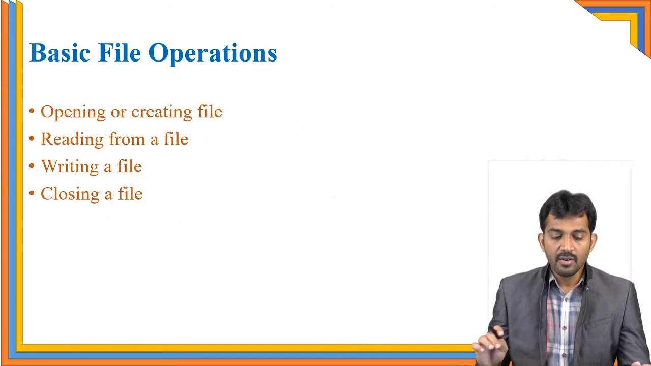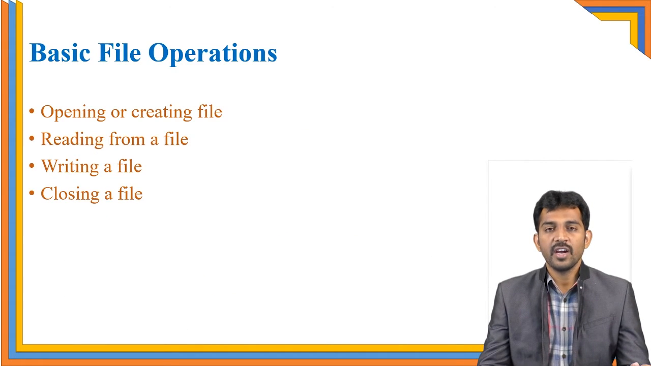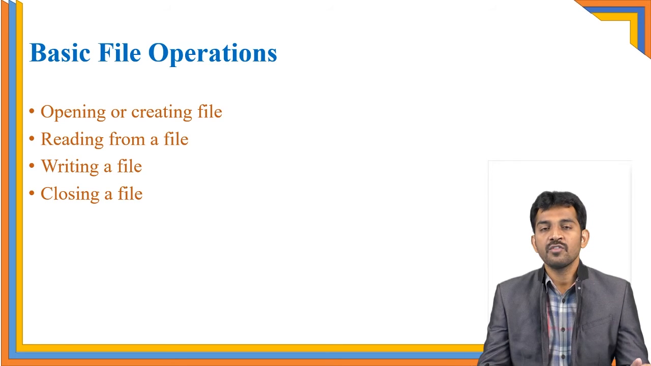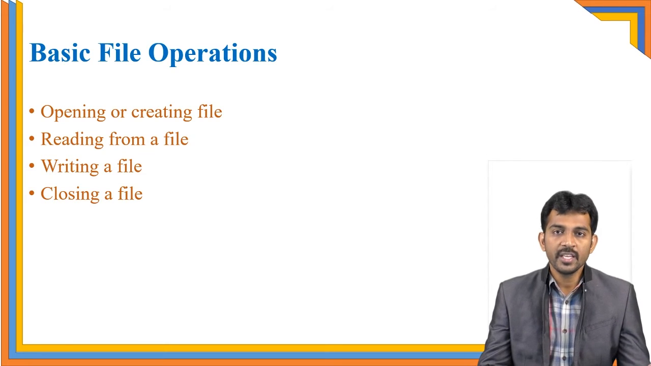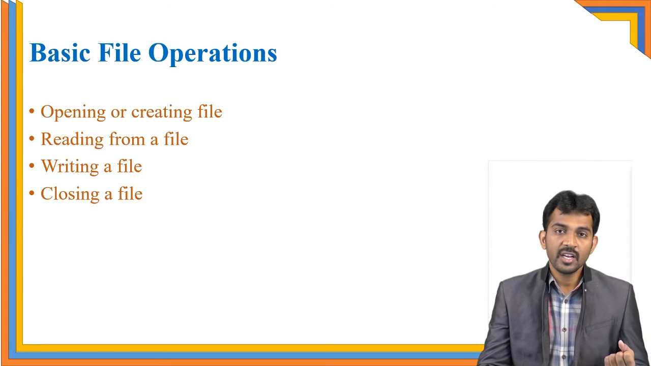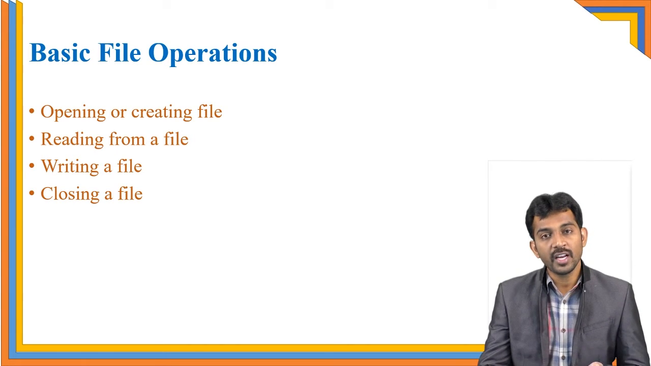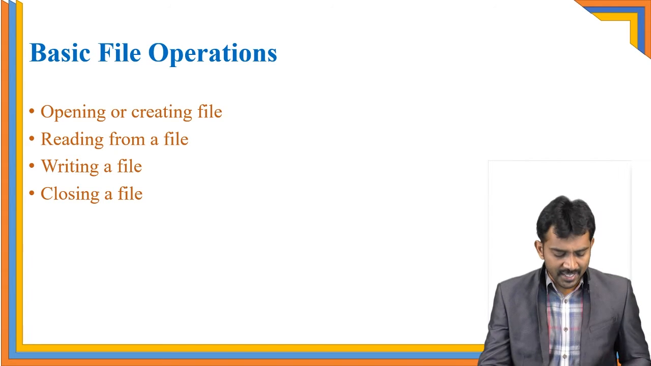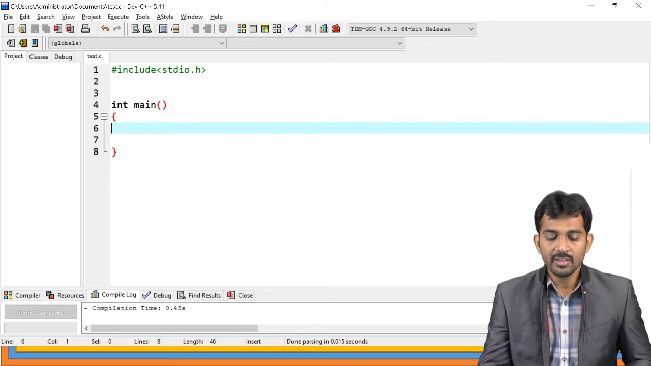Now, for example, the basic operations on a file. What operations are generally available on a file? The first one is file opening. After that, you have to read data from the file, or write into the file, as well as close the file. These are the operations that are available. Let us see in the editor how we are going to do all of these things.